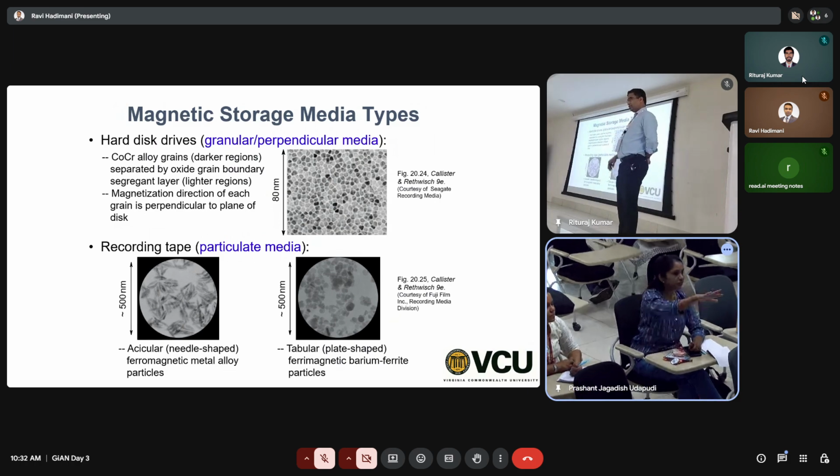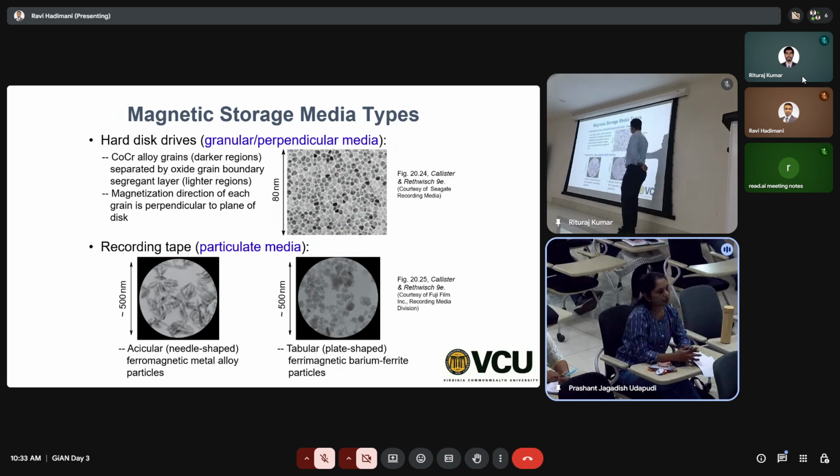Which means the white part, the lighter regions, are not the storage parts. No, the color doesn't mean anything, unless darker regions.